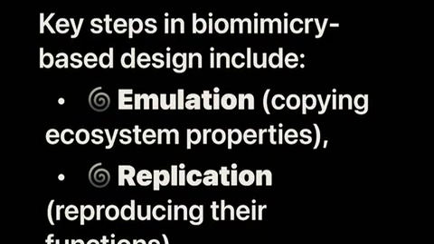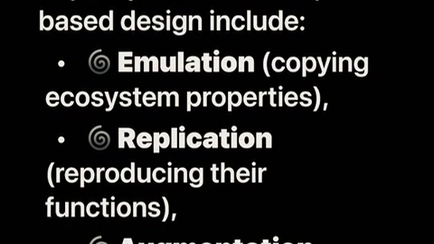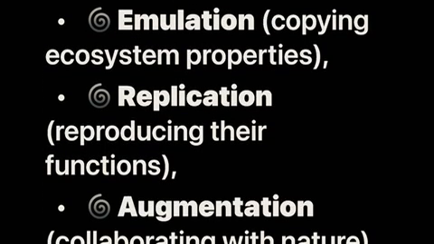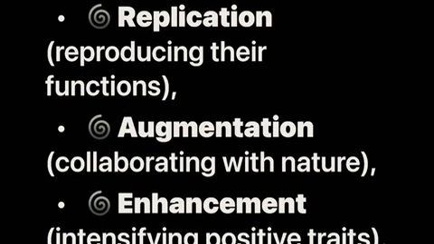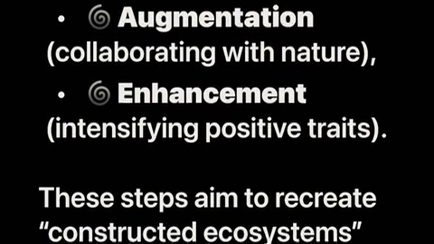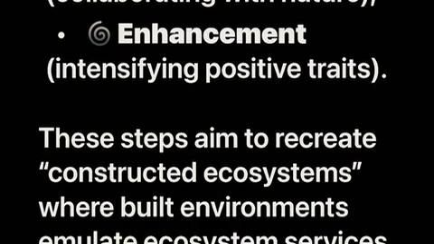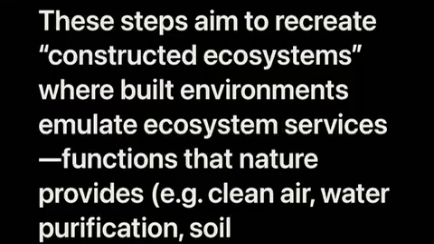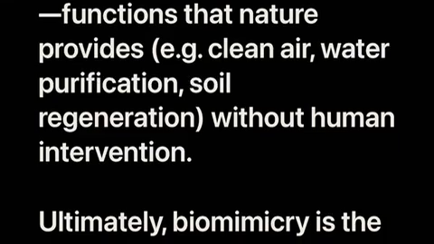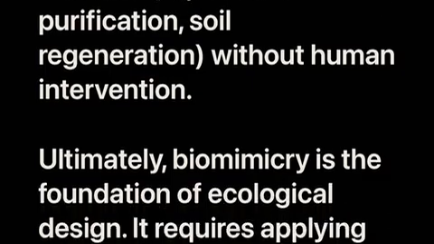Key steps in biomimicry-based design include emulation, copying ecosystem properties; replication, reproducing their functions; augmentation, collaborating with nature; and enhancement, intensifying positive traits. These steps aim to recreate constructed ecosystems, where built environments emulate ecosystem services, functions that nature provides, e.g., clean air, water purification, soil regeneration, without human intervention.